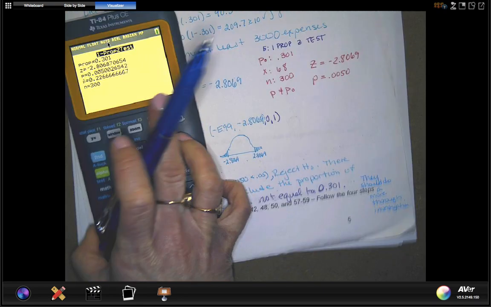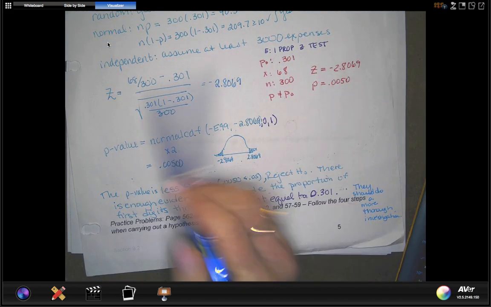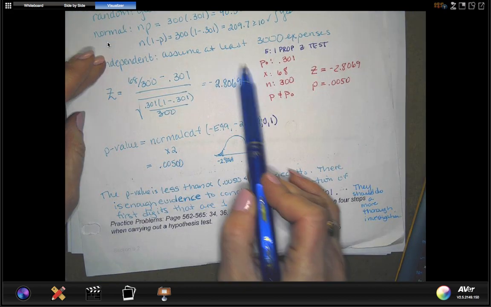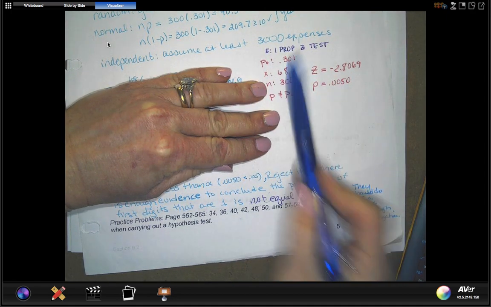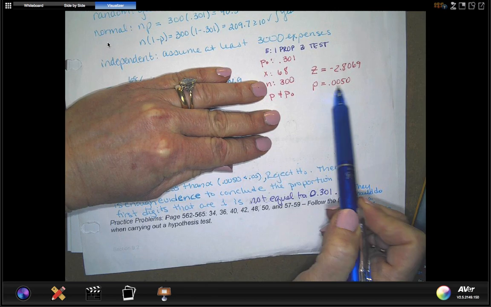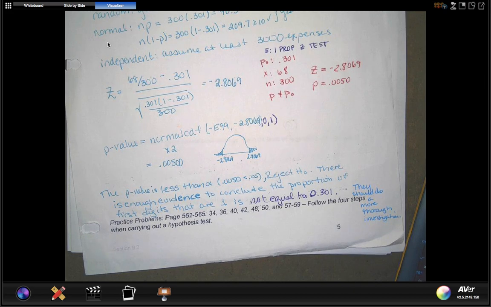So like I said, you could replace this whole piece. All of that you could replace with just this if you want. All right, tomorrow we'll do the same thing, but for the means.